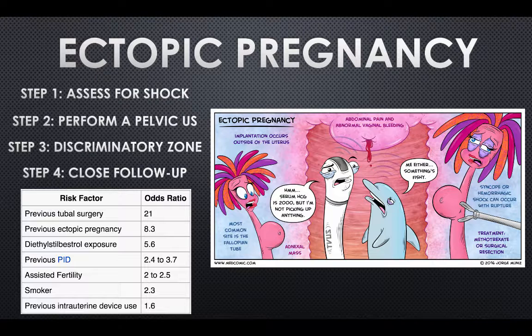The first step in management is to assess for shock and resuscitate as needed. Obtain a beta HCG and perform a pelvic ultrasound. If no IUP is seen and the HCG is above 1500, an ectopic pregnancy should be assumed and OB-GYN should be consulted. Unstable ectopic pregnancy should go to the OR for laparoscopic removal. If the patient is stable and has no contraindications, methotrexate can be given in coordination with OB-GYN.